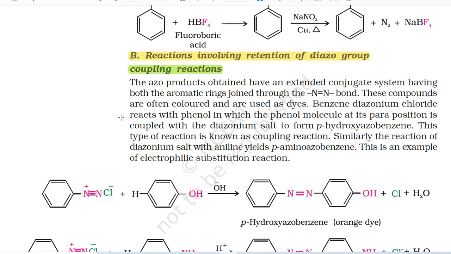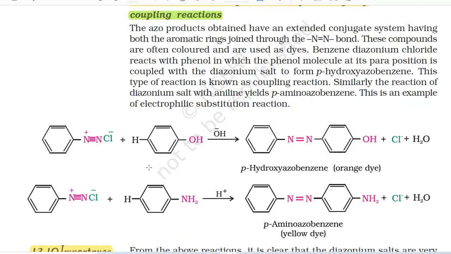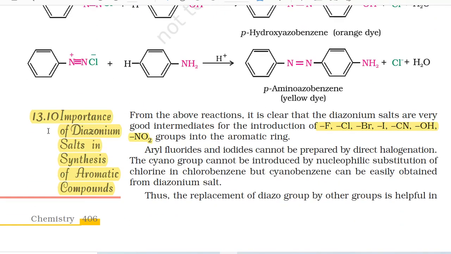Benzene diazonium chloride reacts with phenol, in which the phenol molecule at its para position is coupled with the diazonium salt to form para-hydroxyazobenzene. This type of reaction is known as a coupling reaction. Similarly, the reaction of diazonium salt with aniline yields para-aminoazobenzene. This is an example of an electrophilic substitution reaction.